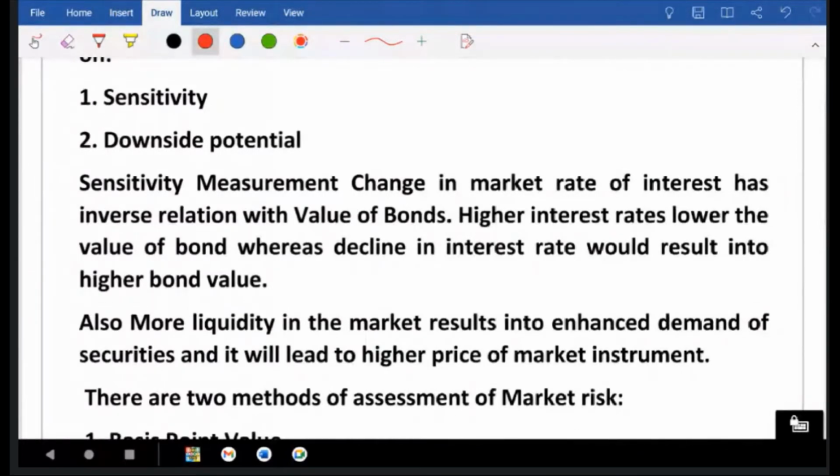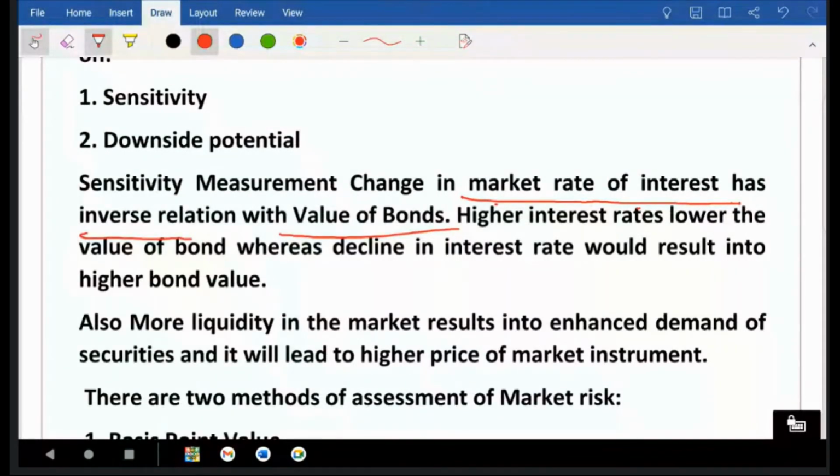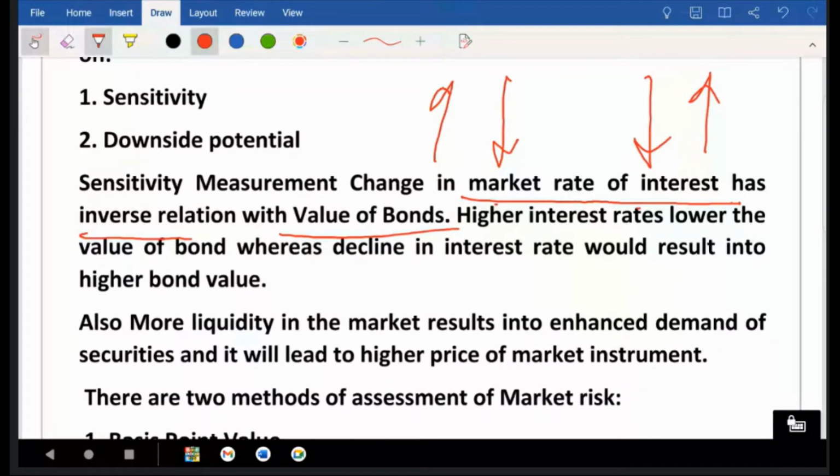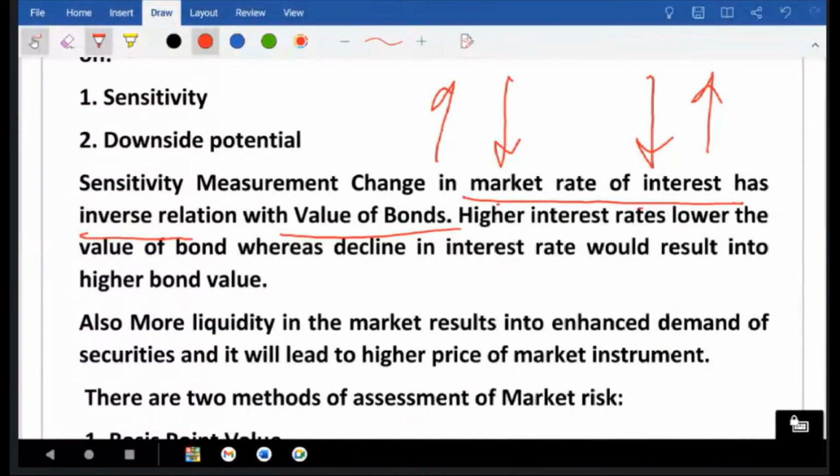Then sensitivity measures the change in market rate of interest. Change in market rate of interest has an inverse relation with the value of the bond. This is called sensitivity. That means the value of the bond increases if the interest rate decreases, and vice versa. Bond value high, interest rate low. Bond value low, interest rate high. So they are inversely related. If you take a 1% change, that will cause sensitivity. That means for every 1% change in the rate of interest, what is the change in the bond value? That is how sensitive the bond becomes. And downside potential, I told you, is nothing but standard deviation. How much variation there is from the standard deviation on the negative side is called downside potential.